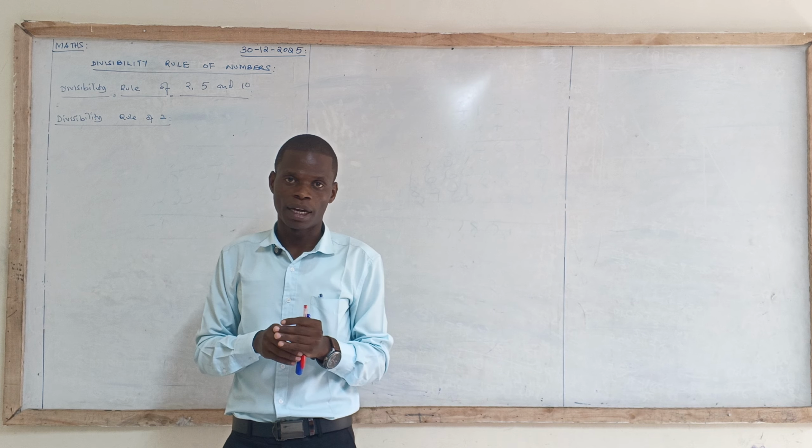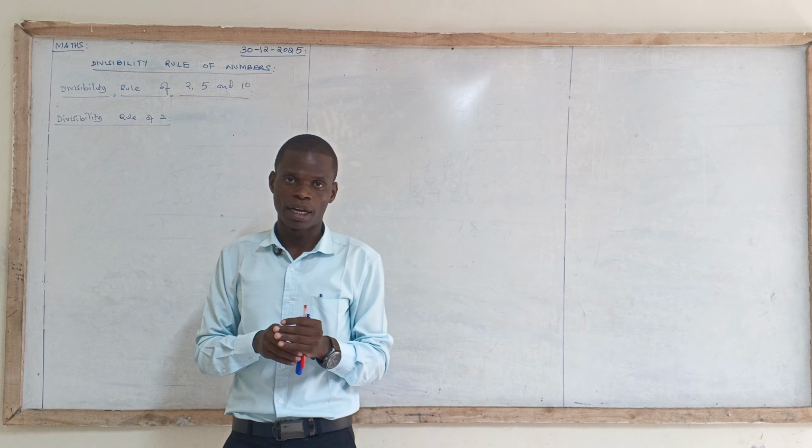Divisibility rule of 5. So already we are done with the divisibility test of 2. After we are done with the multiplication, everything now will be very easy. We just need to focus. So here, divisibility rule of 2 done. Divisibility rule of 5 is the next thing.